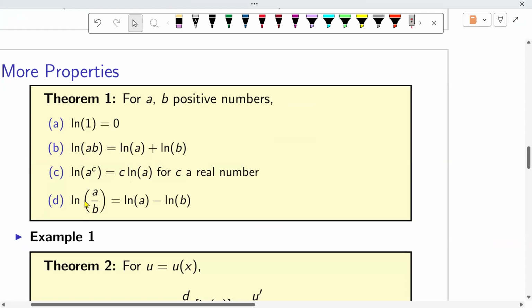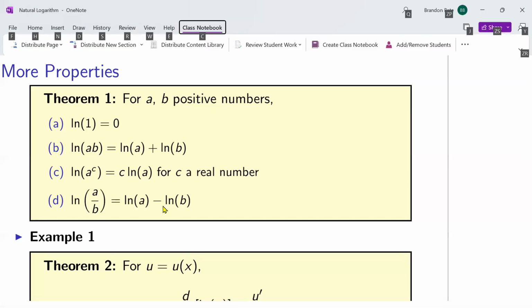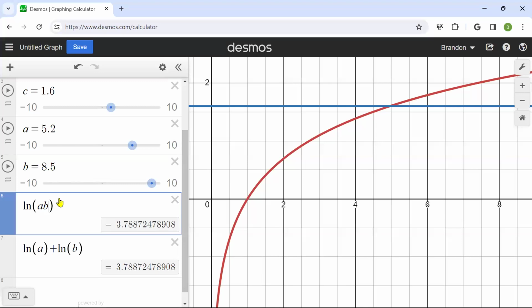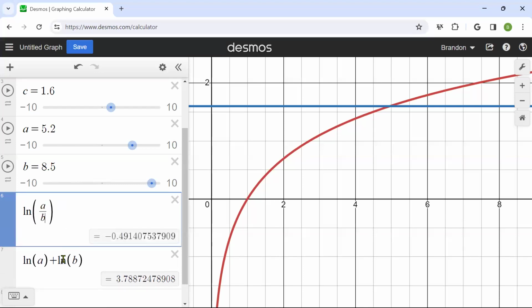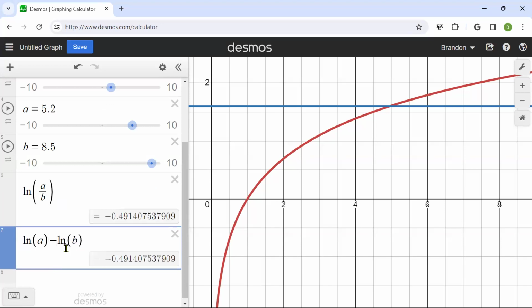Let's skip over to part D. We'll get to part C eventually, don't worry. This says that if you want to take the natural log of a divided by b, it's the same as the natural log of a minus the natural log of b. And so if I did a divided by b here, and I switch this plus to a minus, you can see that, again, I get the exact same values. The natural log of a divided by b is the same as the natural log of a minus natural log of b. So this too is a wonderful property.